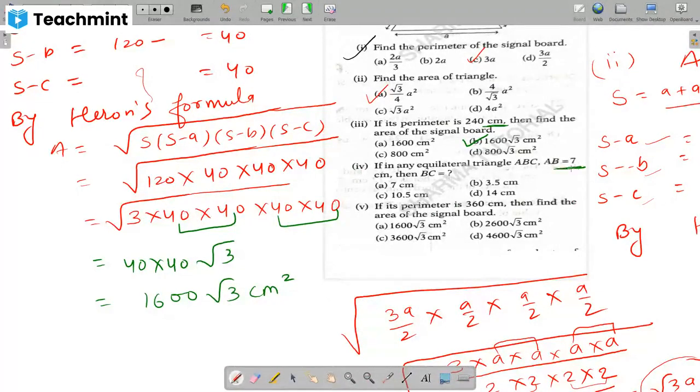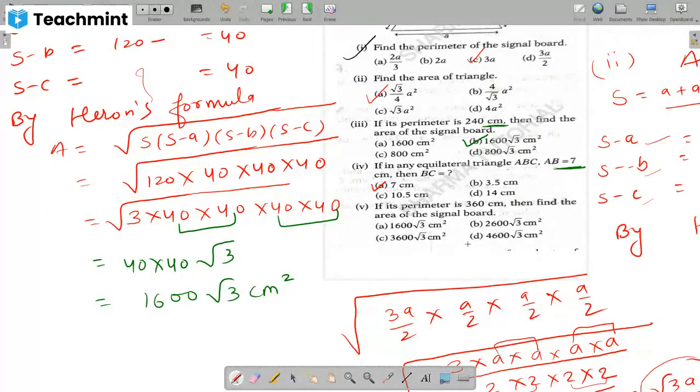So if AB is 7 centimeter, what will be the other 2 sides? 7, 7. So BC will also be 7 centimeter. And the last question is, if its perimeter is 360 centimeter, then find the area of the signal board.